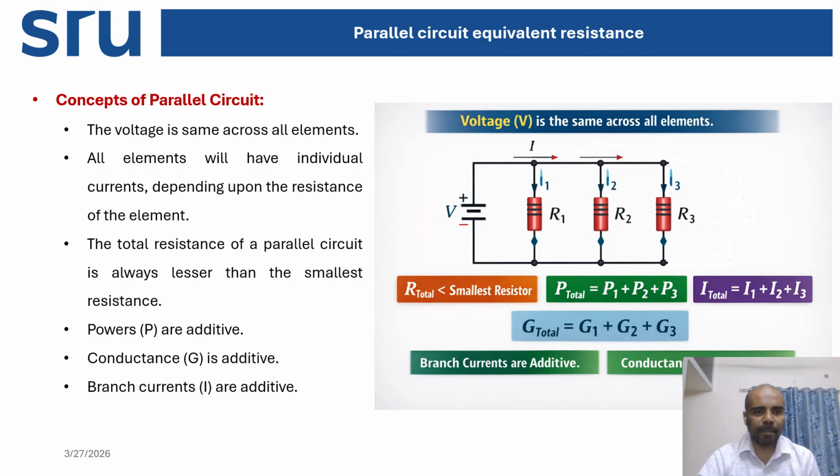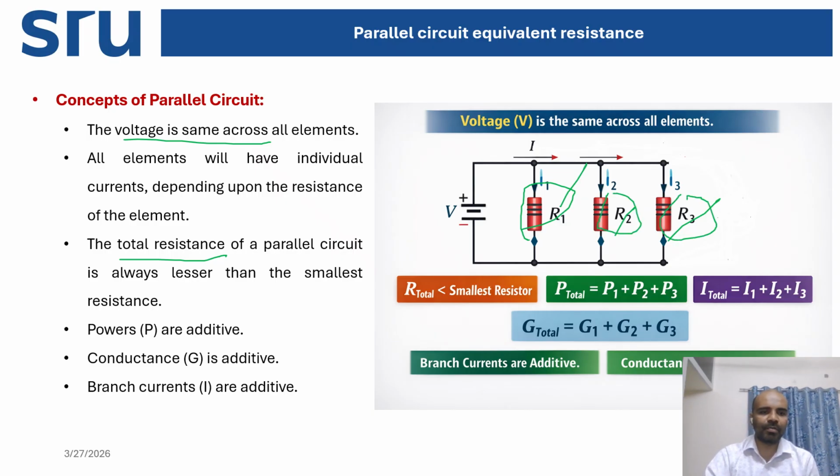The equivalent parallel circuit. So what are the unique properties of this circuit? Here the voltage across each element is the same. So the voltage across R1, R2 and R3 are the same, and the equivalent resistance must be less than each resistor. That is, if R total is the equivalent resistance, then it must be less than R1, also less than R2, and also less than R3.